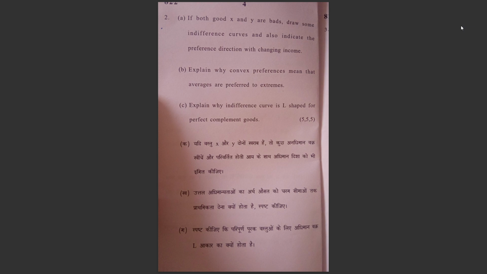B: explain why convex preference means that averages are preferred to extremes. That also we have discussed, right? Well behaved preferences have 2 features: one is monotonicity and the other is that averages are preferred to extremes. With all the definitions and diagrams we have discussed this. C: explain why the indifference curve is L-shaped for perfect complement goods. The exact headings and definitions for all these questions are given in the readings of Varian.